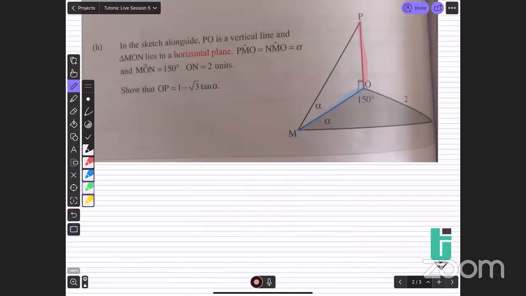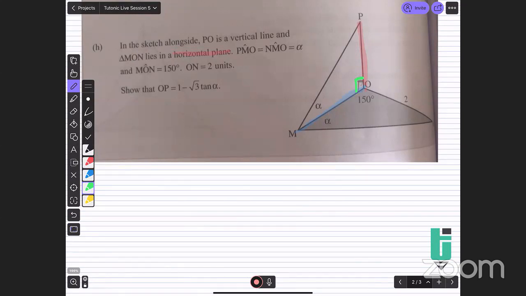So now they're basically gifting to you. They're trying to tell you something. What are they trying to tell me? Trig ratio. Okay. So do you guys see how they're very subtle here? They're very low-key, but they actually are telling you something. So, okay. PMO is alpha. NMO is alpha. MON is 150, ON is 2. So everything they've told you is there.